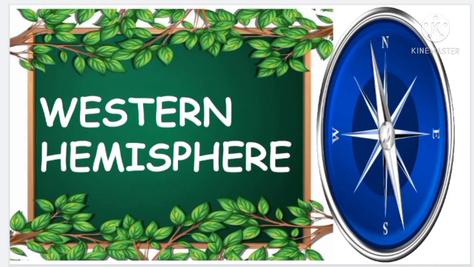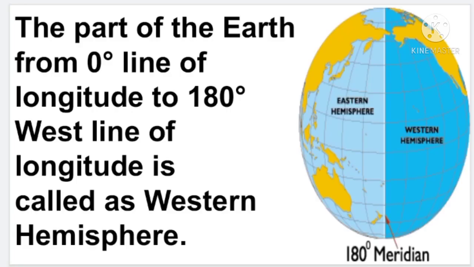Now let's see western hemisphere. The part of the earth from 0 degree line of longitude to 180 degree west line of longitude is called the western hemisphere. And the western longitudes are nothing but the lines of longitude that are found between the prime meridian 0 degree and the 180 degree west. That is called western longitudes. Two opposite meridians form a great circle.